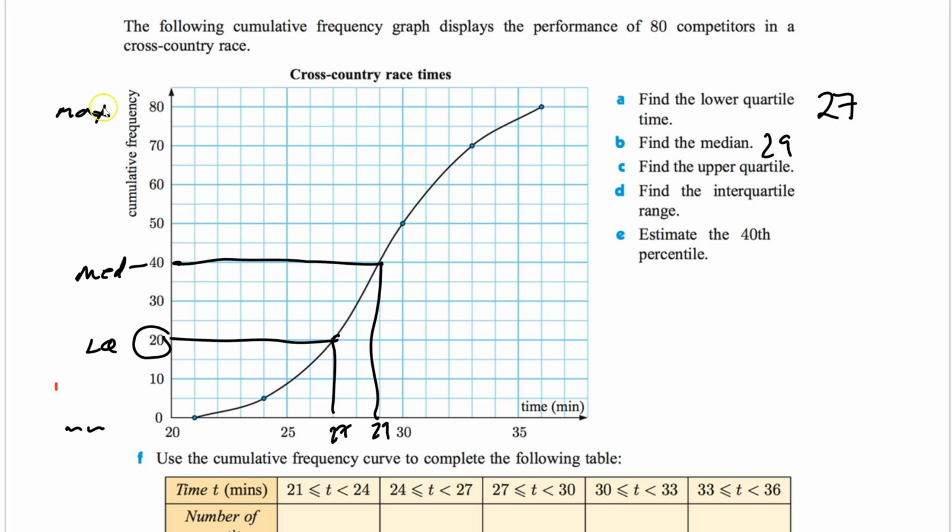Upper quartile, right? So halfway between 80 and 40, so 60. So that's my upper quartile, or Q3. 75% of my data falls right there, so go across on 60. I gotta estimate this one.